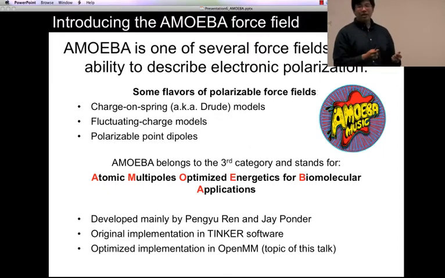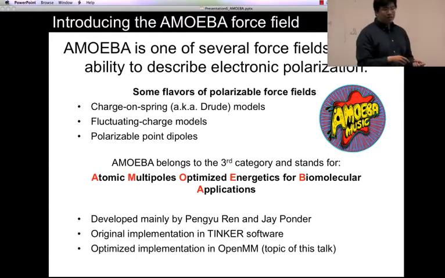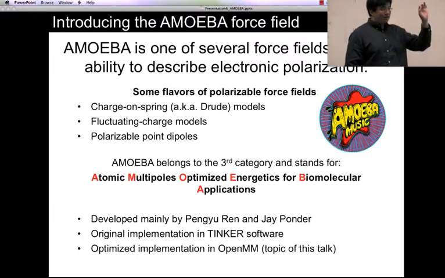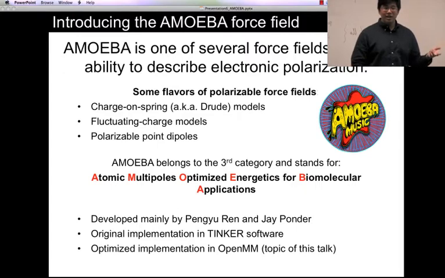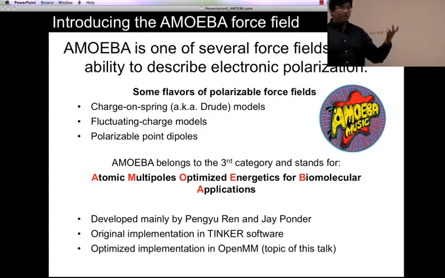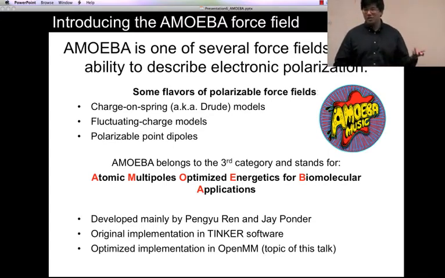Now, there's many types of polarizable force fields. None of them give you a full representation of the electron wave function, but they do try to describe the electronic degrees of freedom in some way. For example, the charge-on-spring or Drude models will have a polarizable particle that can move around instantly. It basically readjusts its position instantly to respond to the electric field. There's also fluctuating charge models where they look a lot like point charge models, except the charges can change.